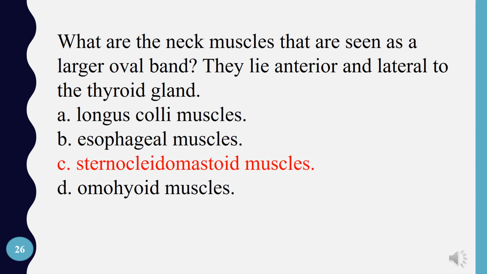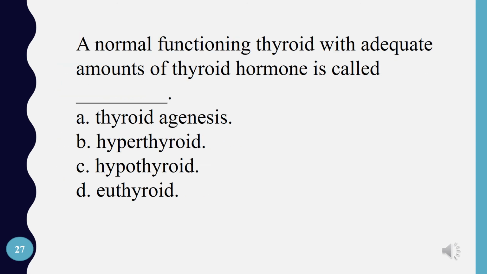Sternocleidomastoid muscles. A normal functioning thyroid with adequate amounts of thyroid hormone is called what? A. Thyroid agenesis. B. Hyperthyroid. C. Hypothyroid. D. Euthyroid. The answer is D. Euthyroid.